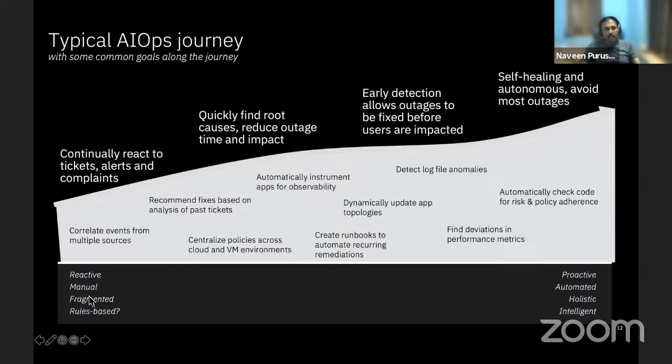And if you look at the bottom left of the chart, when we start the journey, typically we see it is reactive, manual, fragmented, a rule-based approach for correlation of events, and a lot of silos in the environment, right? But once we move towards the right-hand side, it becomes more proactive, automated. It's not fragmented, it's not siloed. We are getting the holistic view of the IT environment, and it's no more rule-based. It is all AI-based grouping of events.